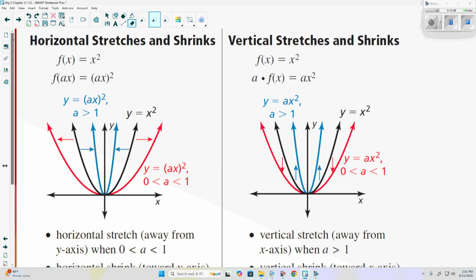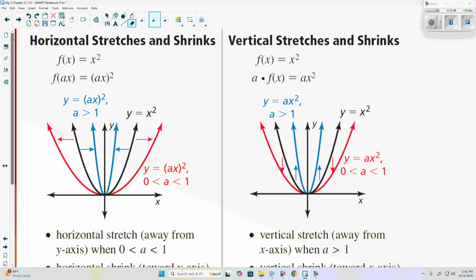Vertical stretch or shrink. We'll look at horizontal in a second, but vertical stretch or shrink, we felt good with these before. If that value of A is greater than 1, it's a vertical stretch. If that value of A is between 0 and 1, it's a vertical shrink. If A's value is greater than 1, it's a stretch. If it's between 0 and 1, it's a shrink. We feel good with that there, yes?